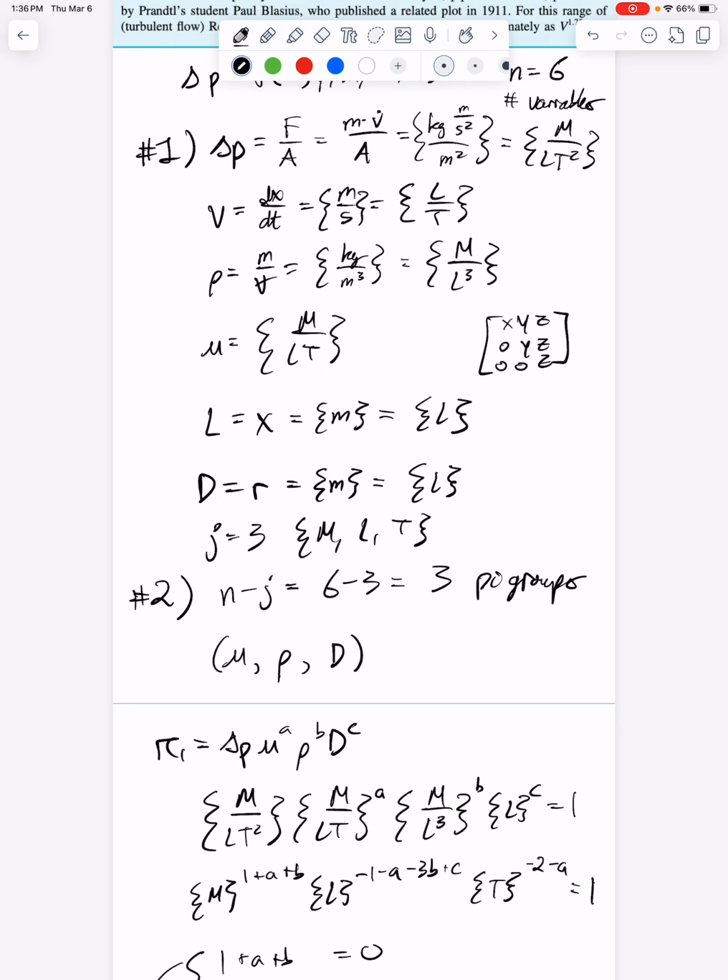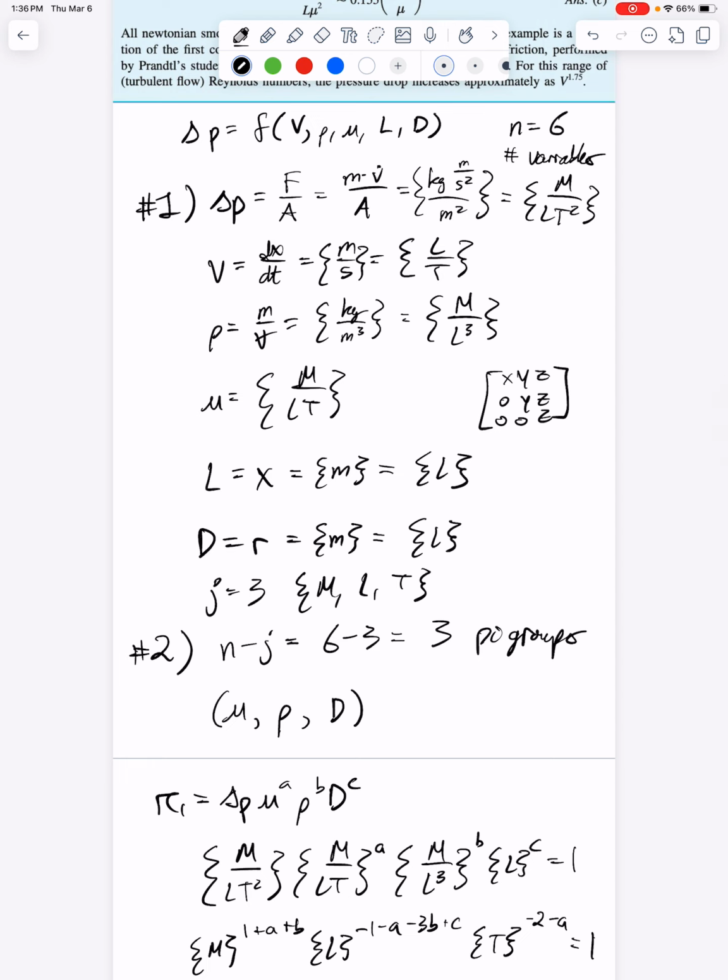Would you get the same results if you chose any other variables? You might not be able to form a pi group because sometimes you get an impossible matrix to solve. I can't remember what the term is, but equations which cannot be solved.